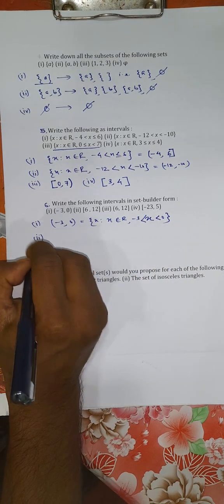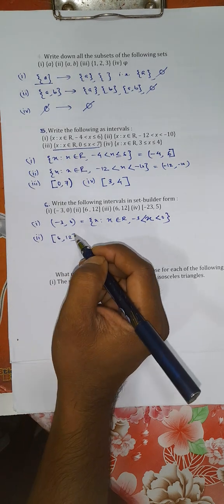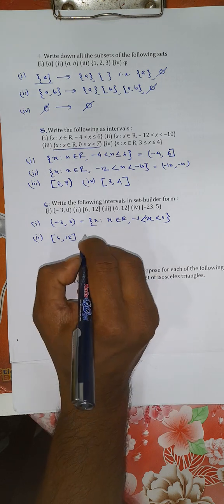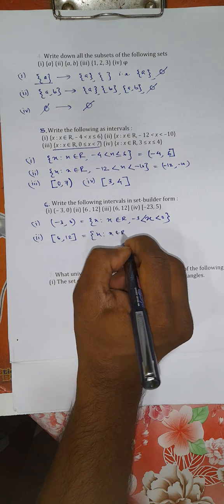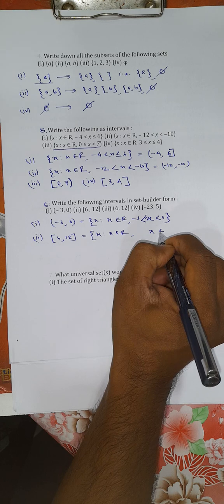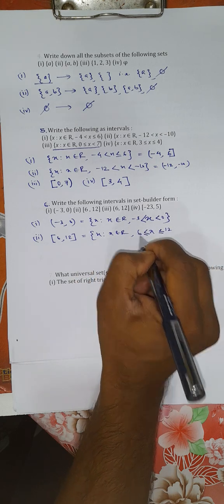Question number 2, [6, 12]. It's a closed interval, closed on both sides, left and right. So we will write x such that x is a real number and x is less than or equal to 12, x is greater than or equal to 6.